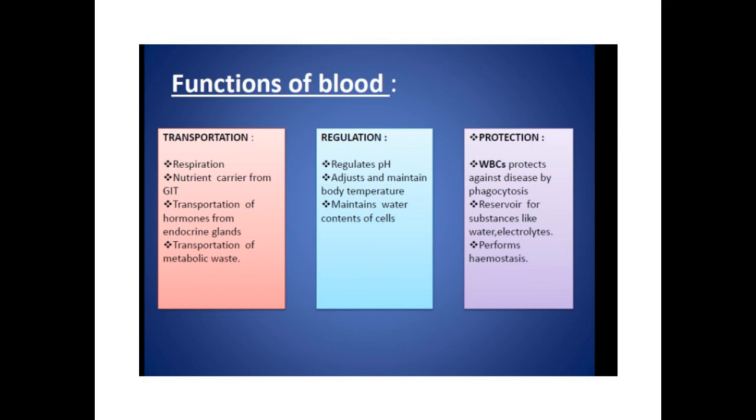As we know, the major function of blood in our body is transportation of oxygen, mainly involved in respiration. It is also involved in transportation of nutrients absorbed through the gastrointestinal tract, transportation of hormones secreted by the endocrine glands, and also transportation of metabolic waste. So this is the important function of transportation performed by blood in our body.